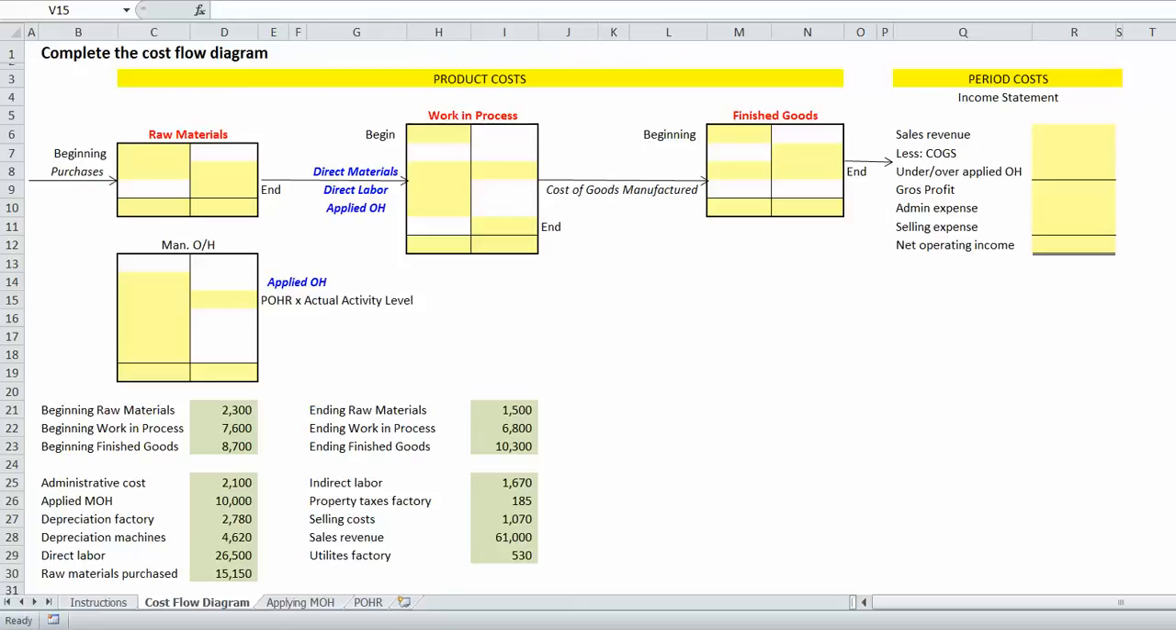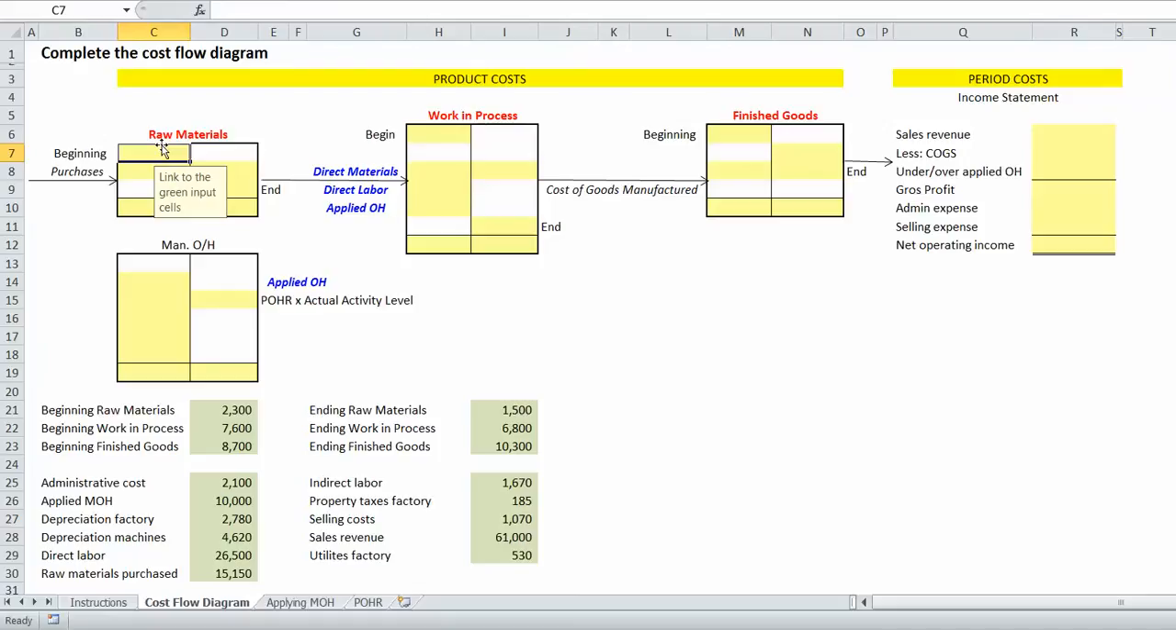In this exercise, we need to complete the cost flow diagram by linking the yellow calculation fields to the green input values. Again, make sure you link to the data fields because when I change the data fields, your cost flow diagram should update. Let's go ahead and begin.